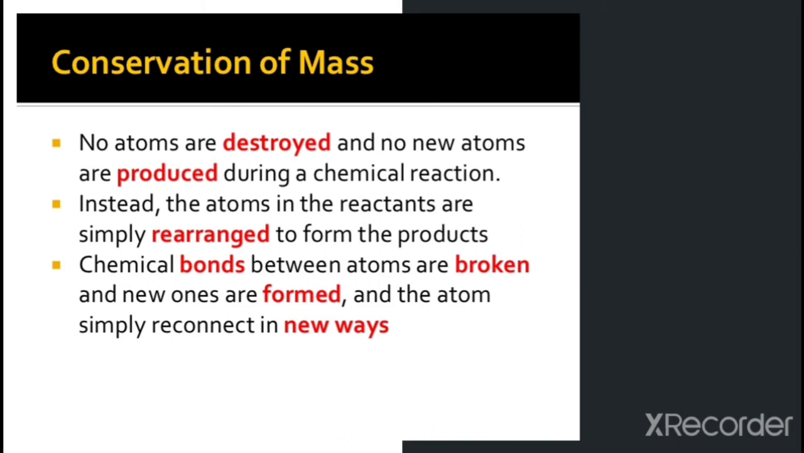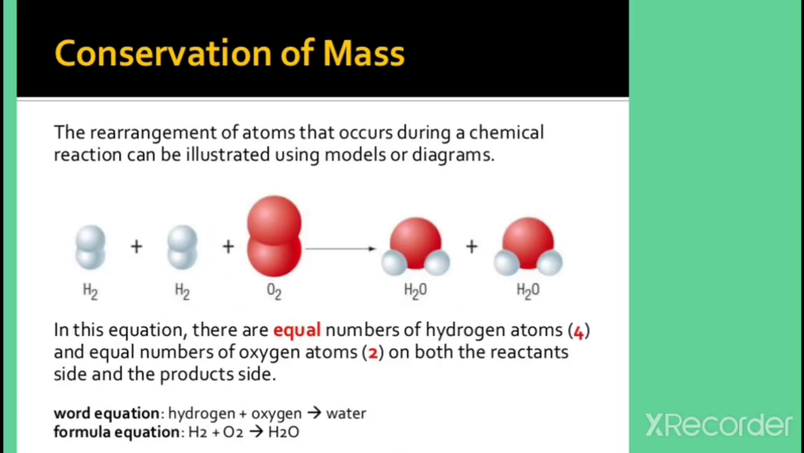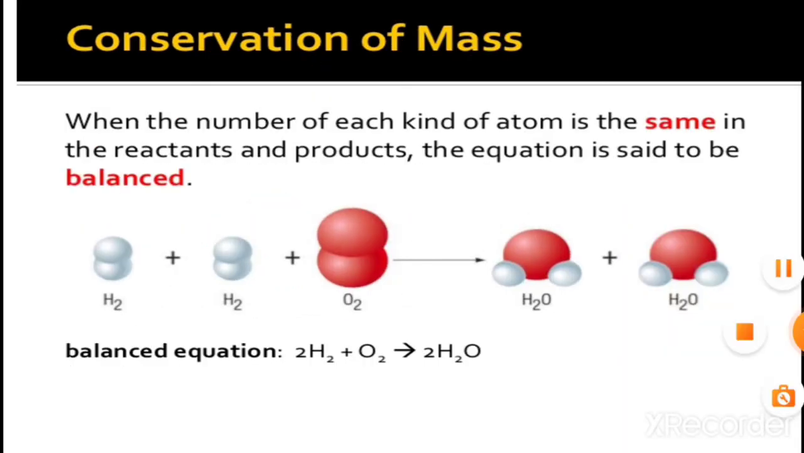The only thing that happens to the reactants is that bonds are broken and new bonds are formed. On the left side bonds are broken and on the right side bonds are formed. This is the only thing that happens there. So no atoms are destroyed, only rearrangement happens.